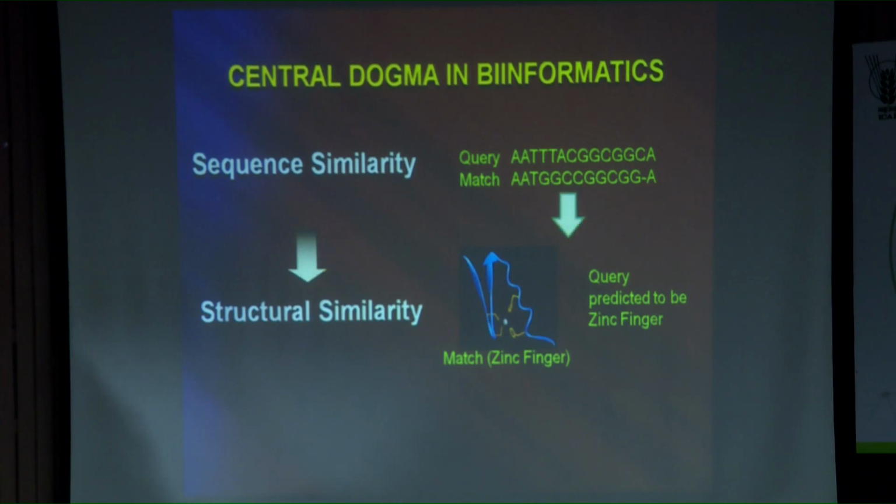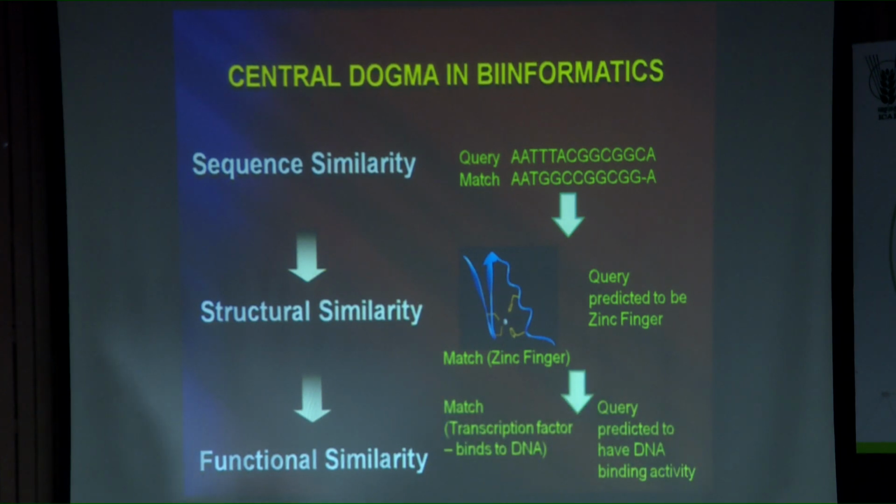This central dogma says, if there is sequence similarity, there must be structural similarity. If you have two sequences, whether nucleotide or amino acid sequences, which match each other, then we must think about the match sequence, meaning whatever sequence is already available, and the query sequence, meaning the sequence which you have generated from your organism. If the query sequence is similar to the match sequence, and the match sequence has structural motifs like zinc finger motifs, then the query must also be predicted to be a zinc finger.